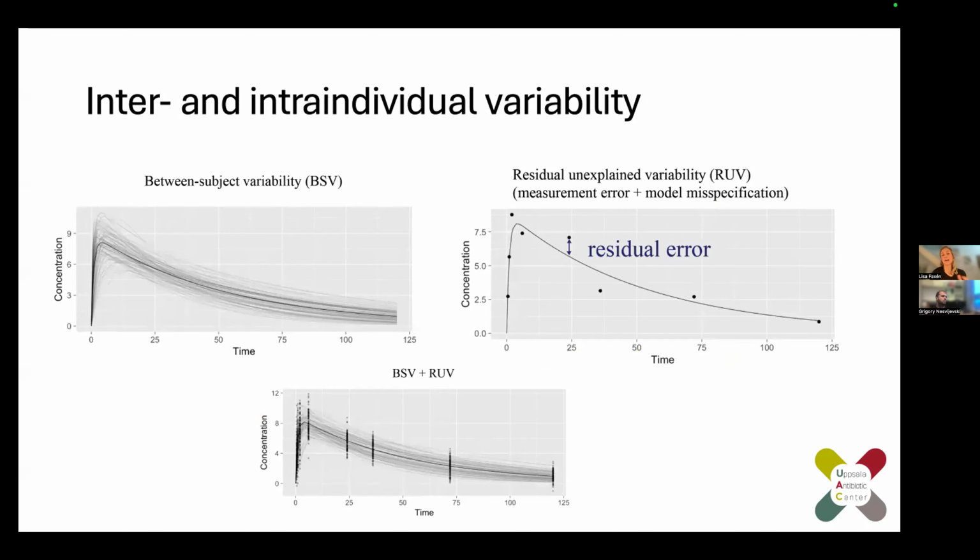And this is just a slide to show the two types of variability. Here we have the between subject variability, where we see that each individual has a different profile of the concentration curve. And then we have the residual error, which is on the observational level. And NONMEM can then include both these variabilities in the calculations.